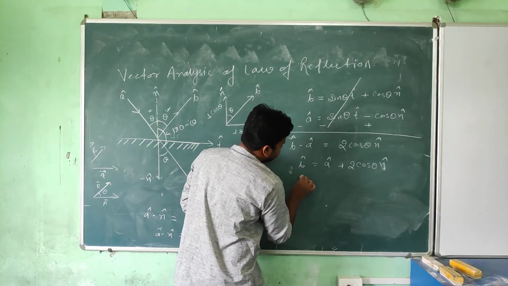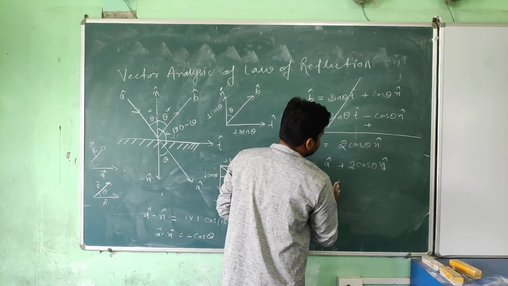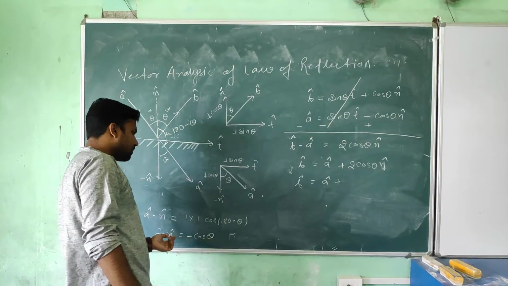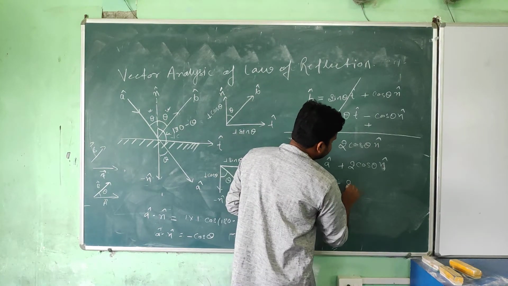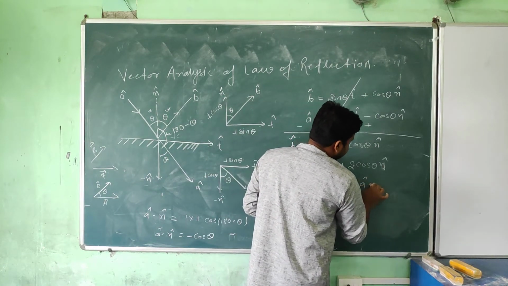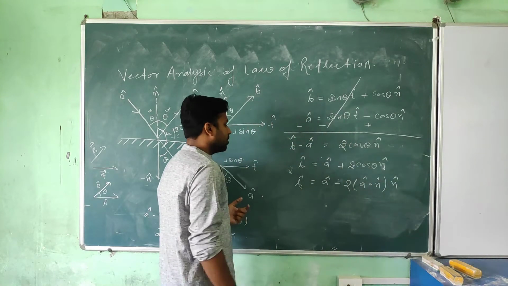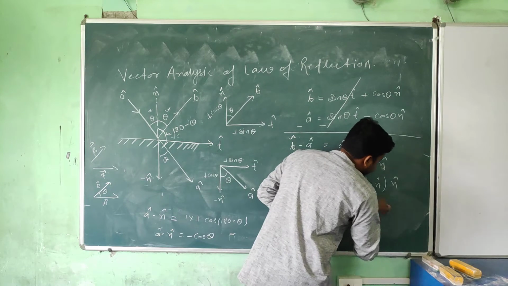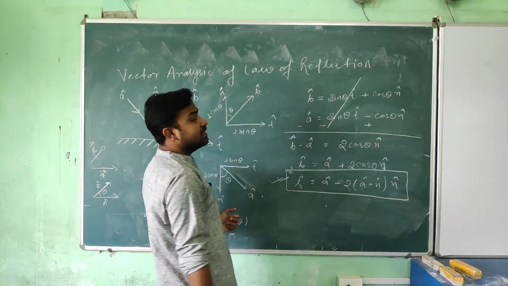Okay, now we can replace cos theta with A dot n. So we can write B vector equal to A vector, no plus, because here you will get cos theta equal to minus, so I am writing minus directly, minus of 2 A dot n times n cap. Is it or not? So this is the formula, student. Now using this formula you can solve questions easily.